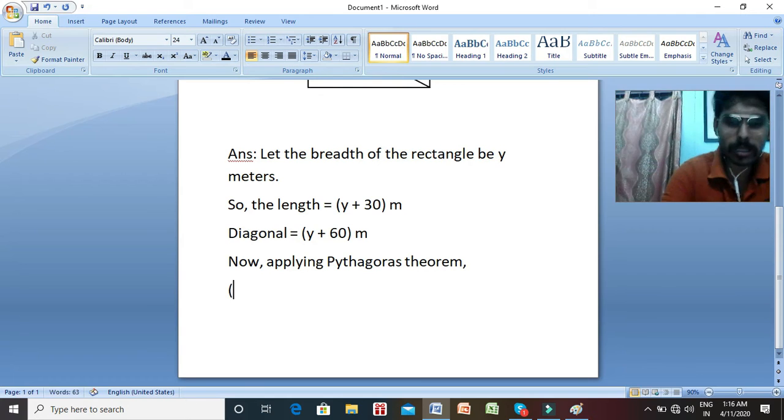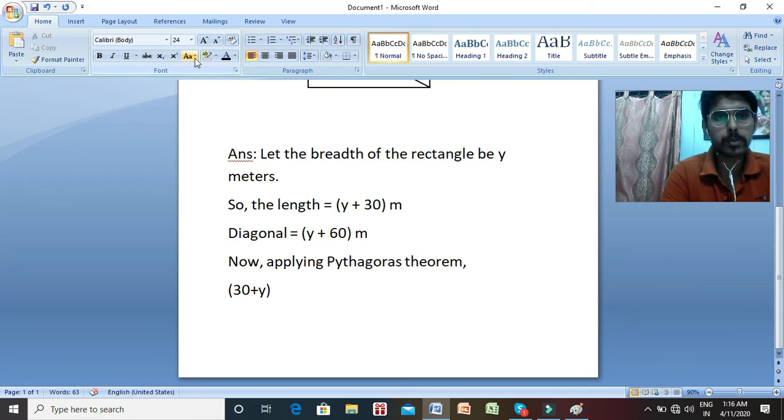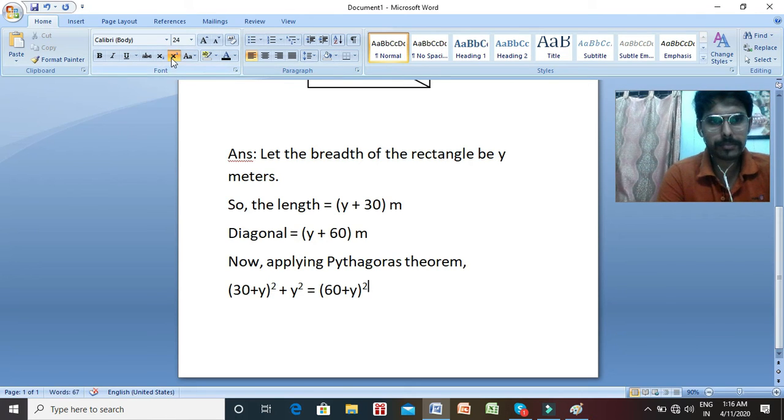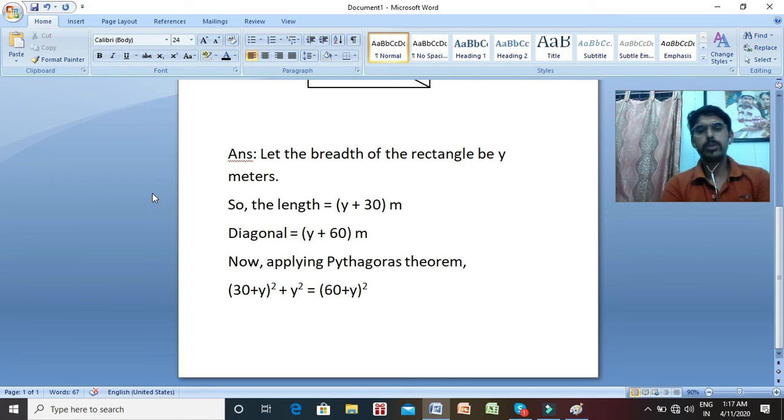So length square, what is the length? 30 plus y. Let us put a square for that: (30 + y) square, plus y square, that will be equal to (60 + y) square. So (30 + y) square plus y square equals (60 + y) whole square.